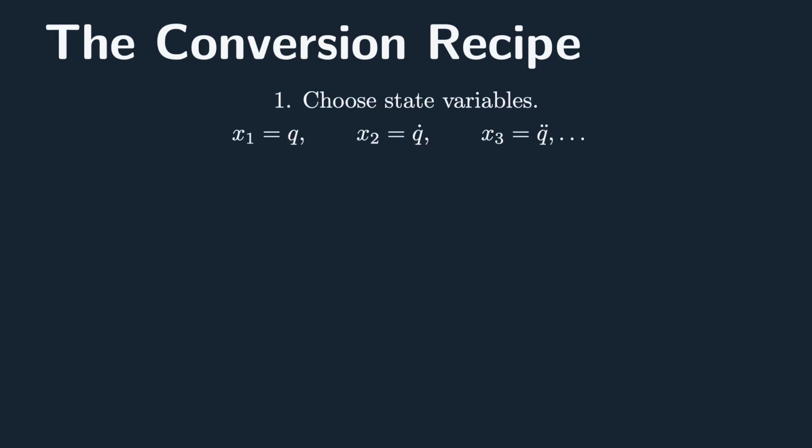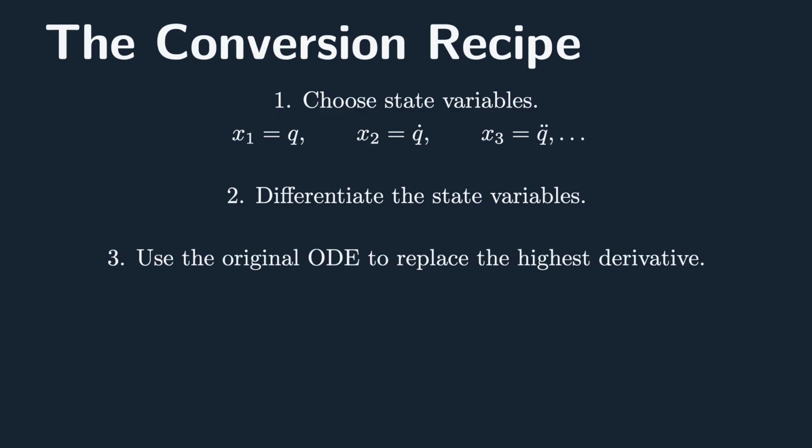Let's finish by summarizing the conversion recipe. For a single higher order ODE, first choose the state variables. The standard choice is the original variable, then its first derivative, then its second derivative, and so on. Second, differentiate the state variables. The lower order derivatives follow directly from the definitions. Third, use the original ODE to replace the highest derivative. This is the step where the original dynamics enter the state space model.